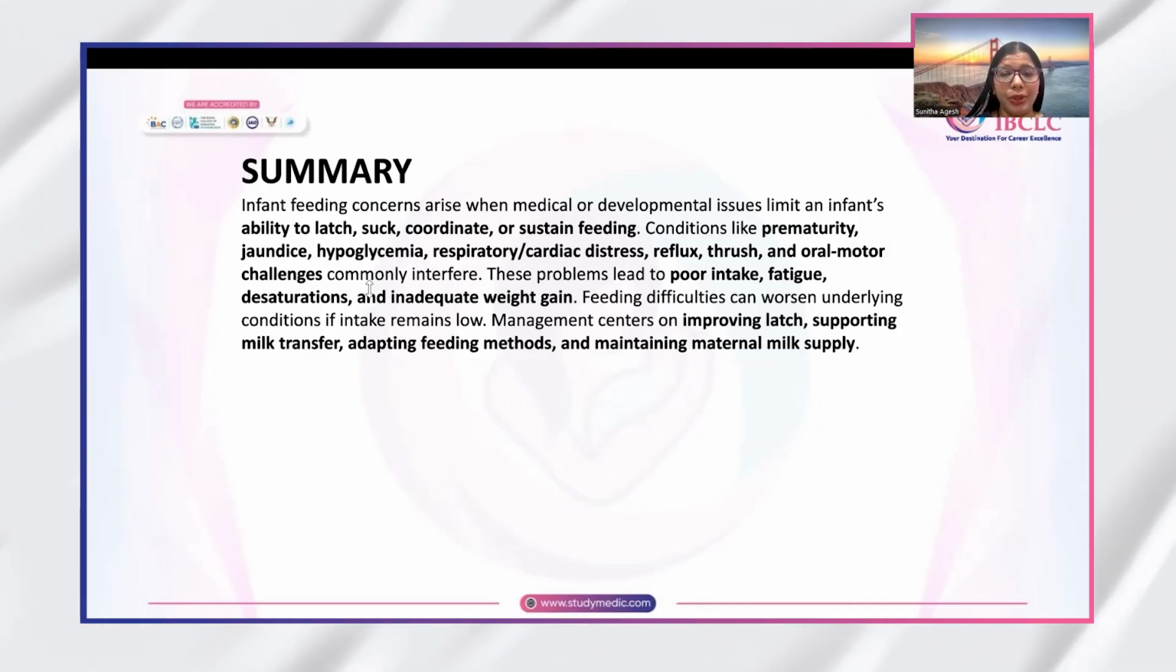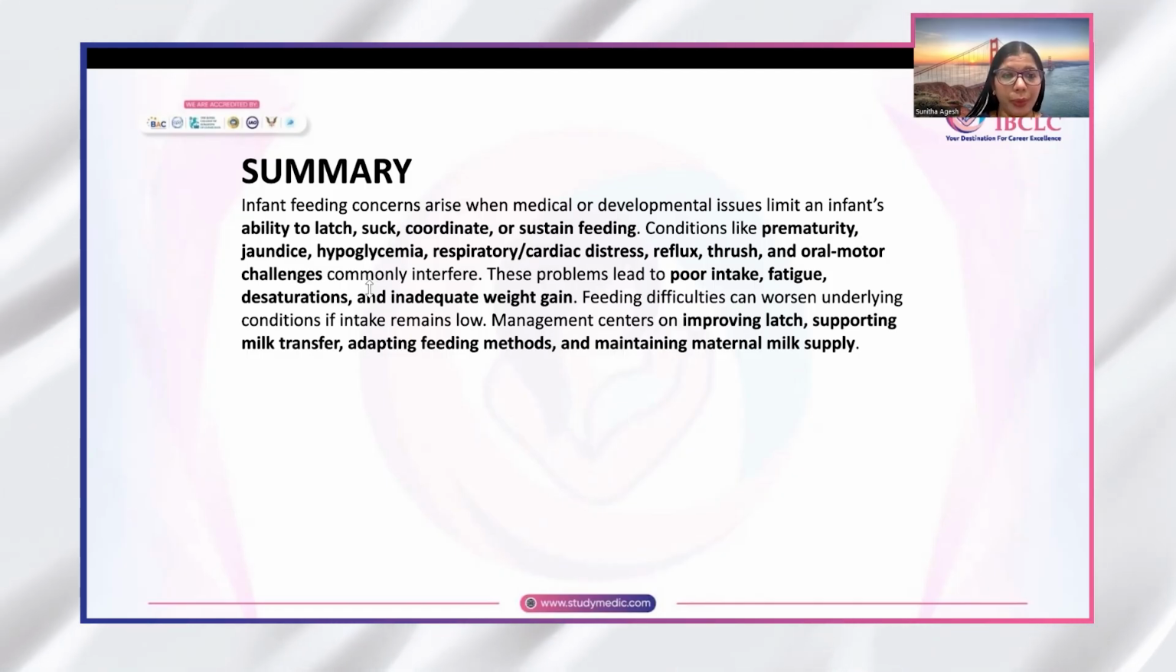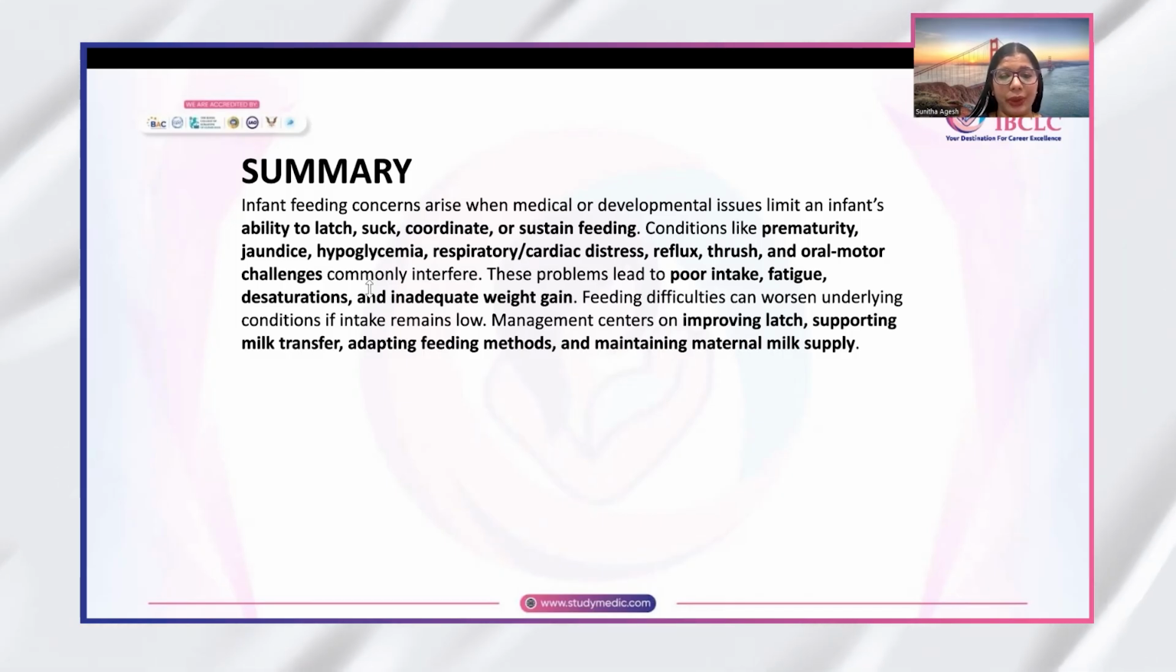All the medical and developmental issues limit the infant's ability to suck and coordinate sustained feeding. So it's very essential to understand the clinical indicators of jaundice, hypoglycemia, prematurity, and oral thrush, so that we can refer the issue to the appropriate specialists, such as the pediatrician, and involve a multidisciplinary approach in our care, so that the breastfeeding relationship of the dyad will continue.